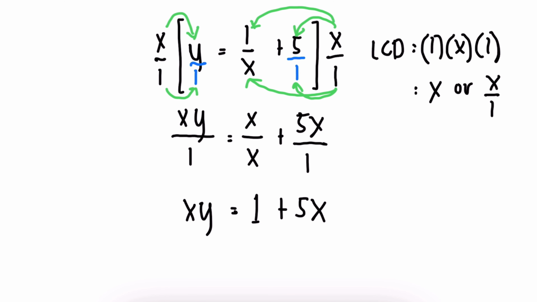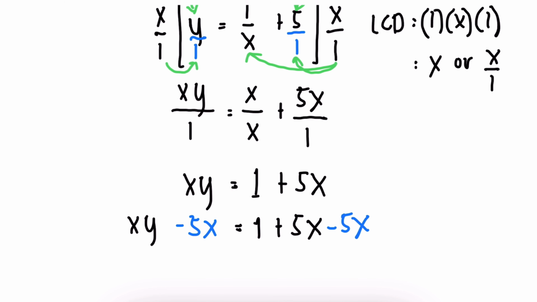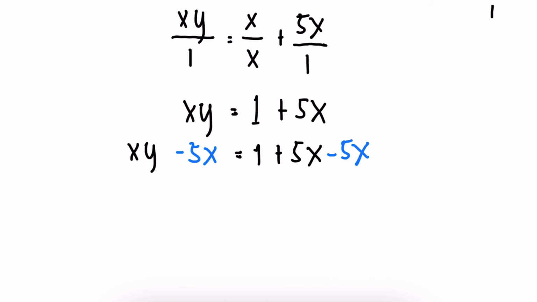To isolate the variable x on one side, add negative 5x on both sides through addition property of equality. That is xy minus 5x is equal to 1 plus 5x minus 5x. Simplify. On the right side of the equation, apply the operation that is equal to 0. So we have xy minus 5x is equal to 1.